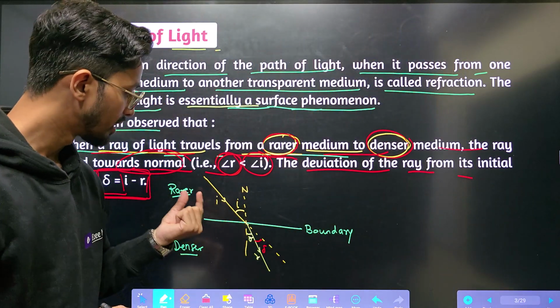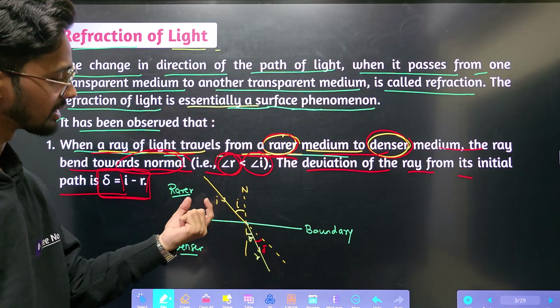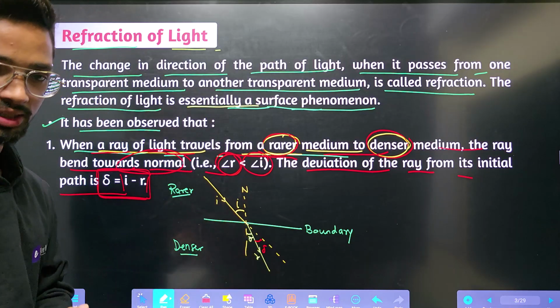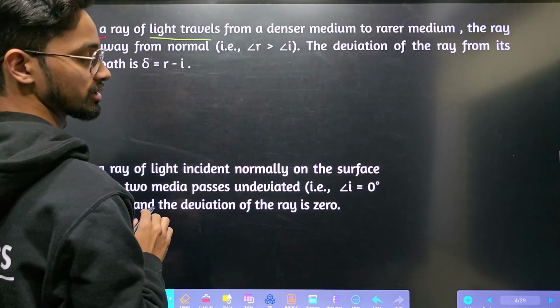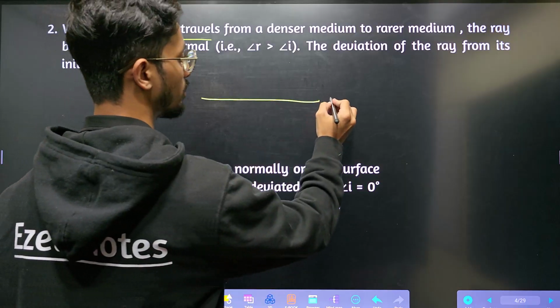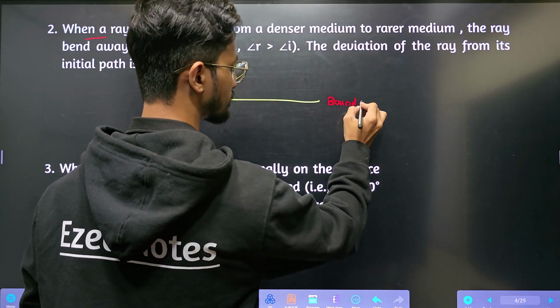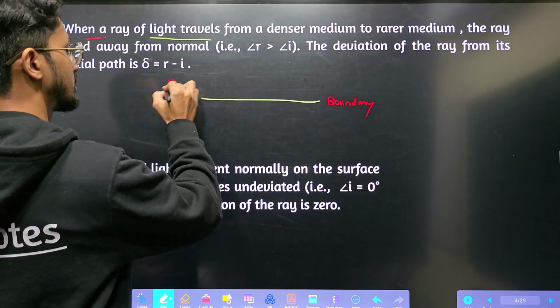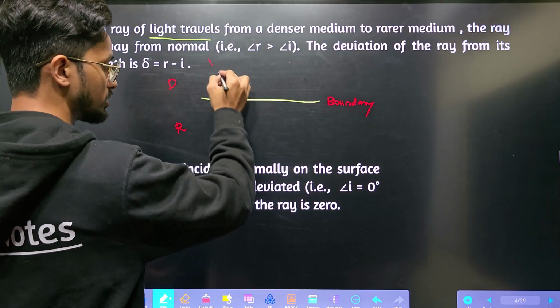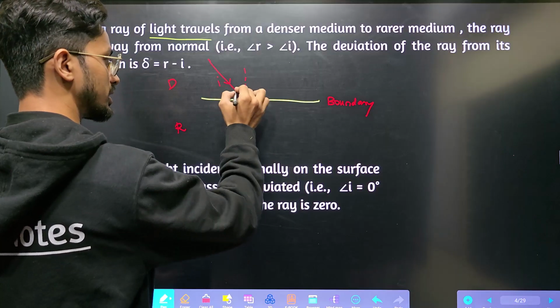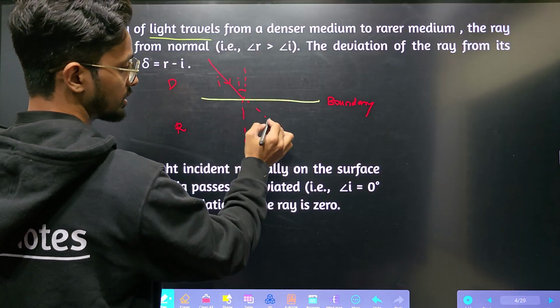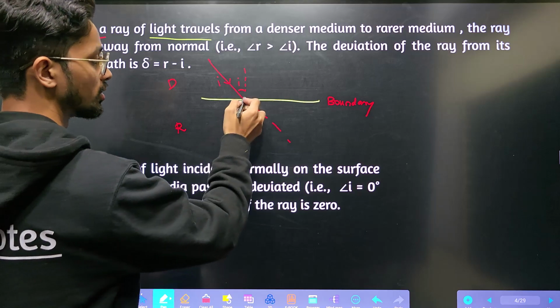If we are going from rarer to denser medium, we can say i is greater and r is lesser. But if we travel from denser to rarer, what happens? This is the boundary. From denser to rarer, this is the normal, right? This is the incident ray, this is the angle of incidence. This was the actual path. It will go in a different path.